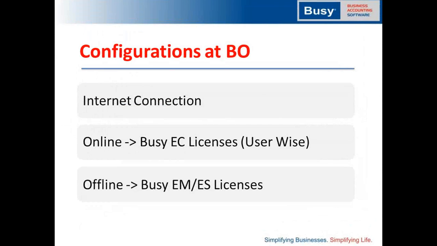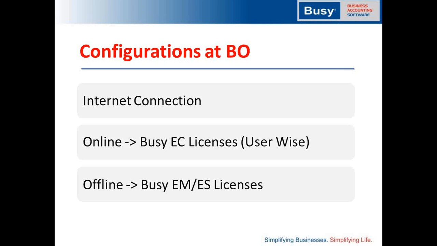For the branch office, you need internet connection. In the online mode, you need BG EC licenses. So all the licenses will be there in the head office server. No dongle will be there in the branch computers. So they will read the license, they will read this security device in the head office server itself. In offline, a separate dongle will be provided for the branches.